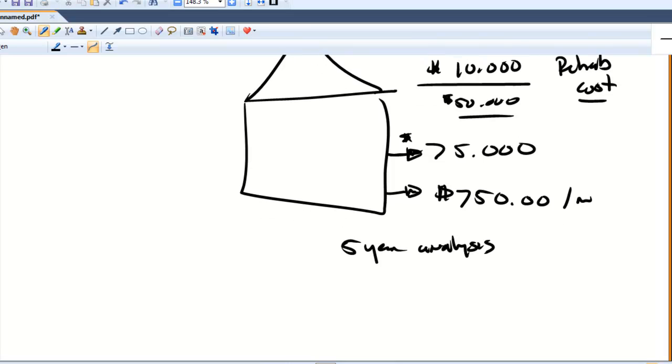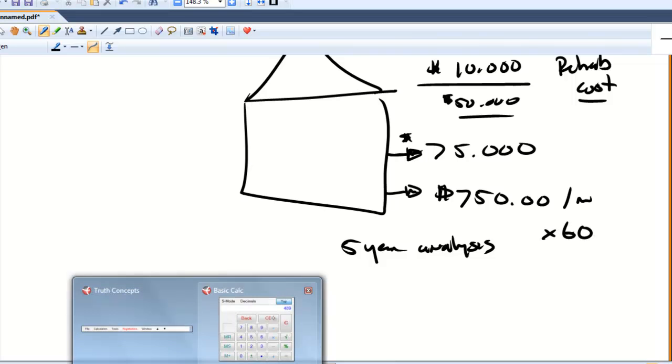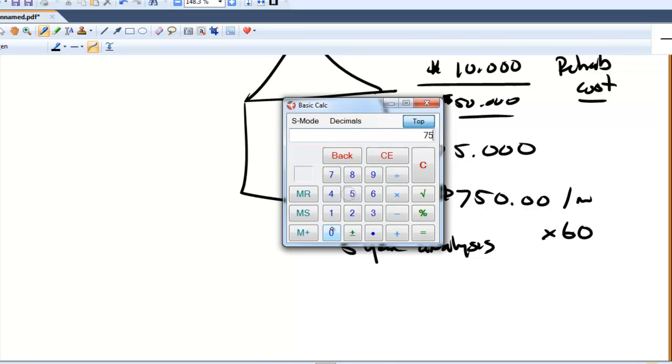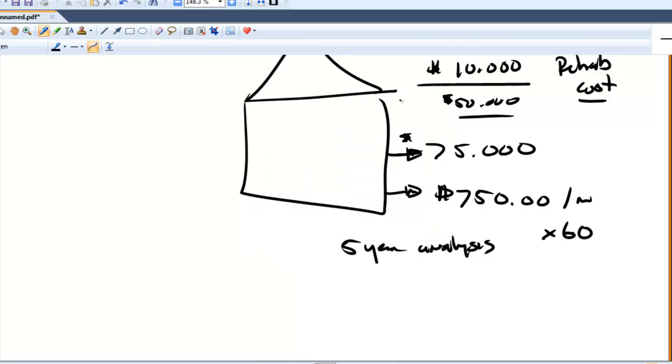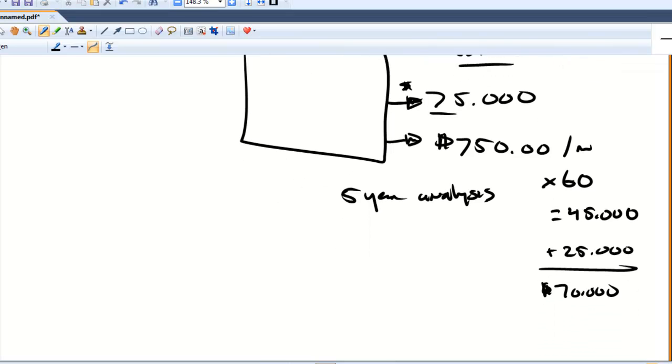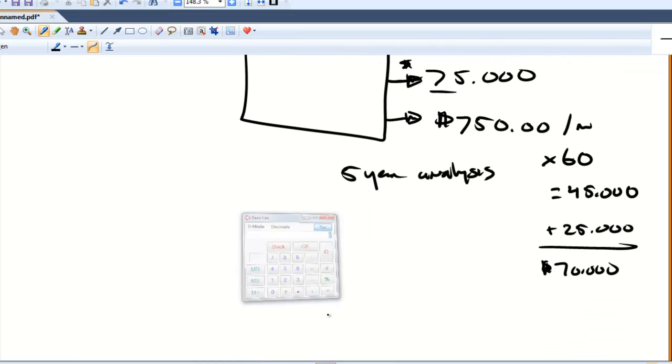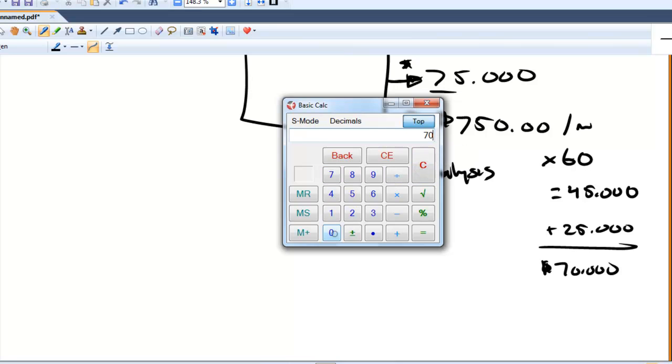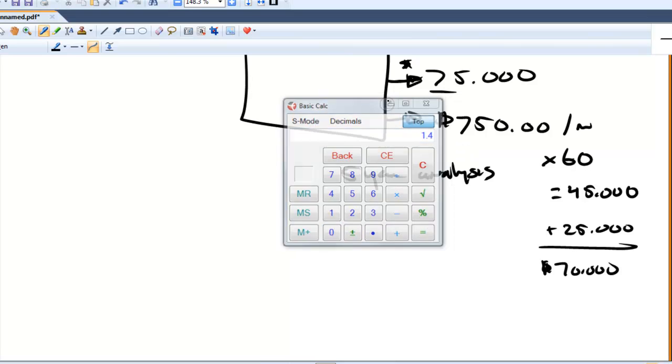Okay, the 5-year rate of return is going to be based on 60 months. So let's do that calculation. 750 times 60 equals $45,000. So $45,000 plus the $25,000 he had as far as built-in equity. So his total return is going to be $70,000. What we would do is divide $70,000 by $50,000, which equals 1.4, so 140%.